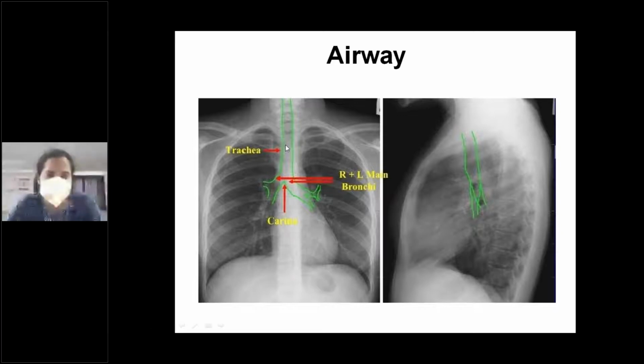So I have already told you A stands for airway, and this is the trachea. These are the right and left main bronchi. This is the carina. Almost at the level of T4, there is a tracheal division, and the point of division is called the carina. And tracheal opacity. This is the tracheal lucency that we'll look for on a lateral radiograph.